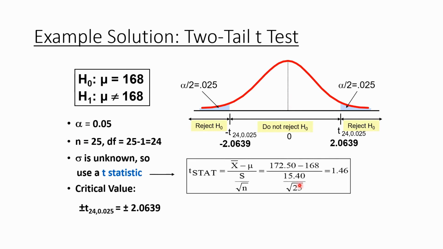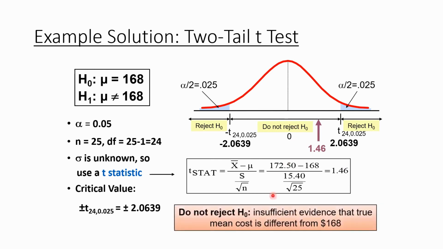Now how do you calculate that? You substitute the values into this equation and you get 1.46. Now where is 1.46? Obviously it's in between these two values, minus 2.0639 and plus 2.0639. So since 1.46 is in between these two values, your conclusion would be you do not reject H0. Now that is not enough. You also have to mention that there is insufficient evidence that the true mean cost is different from $168, because you do not reject H0.